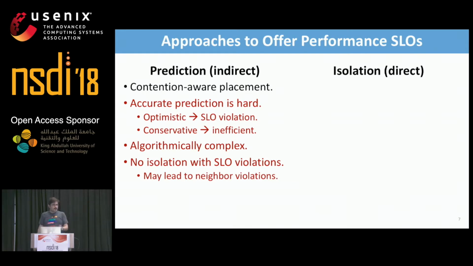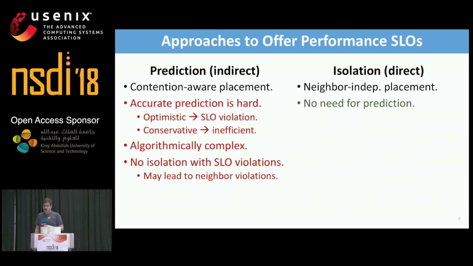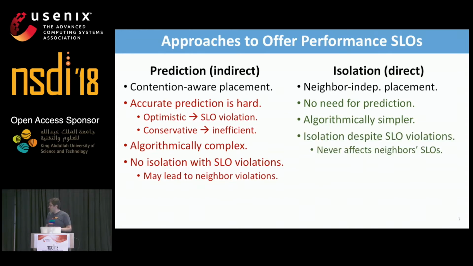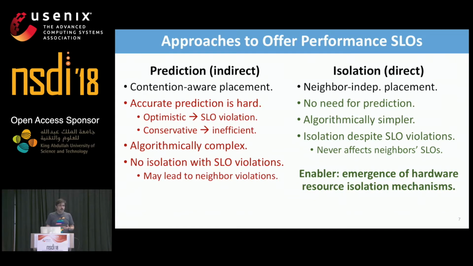On the other hand, we have a very direct approach that was enabled very recently, which I will talk about shortly, and that is based on direct isolation and neighbor-independent placement. So regardless of who your neighbor is, you can place a function wherever you want and get the same performance. Good thing, there is no need for prediction. It's algorithmically simpler, and it maintains isolation despite SLO violations. So you never affect your neighbors. And this is in part enabled by the emergence of resource isolation mechanisms in hardware, namely CPUs today.